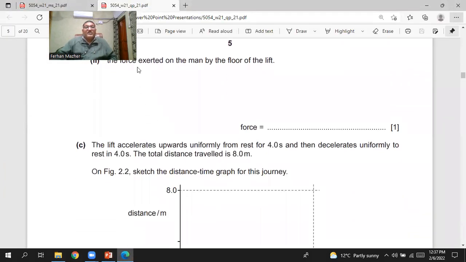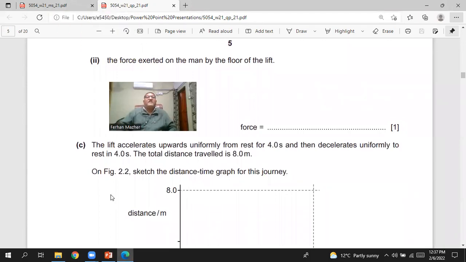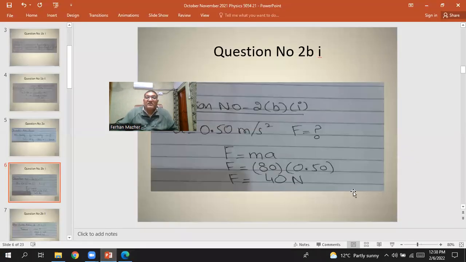He says, the force exerted on the man by the floor of the lift. So the total upward force which is needed is the one force which is required to produce the acceleration, which we just calculated in the second part, plus we have to balance the weight of the man. So the force exerted on the man by the floor will be equal to the weight of the man plus the resultant force which is needed to produce the acceleration. So it's a 1 mark question. Let me show you my solution.